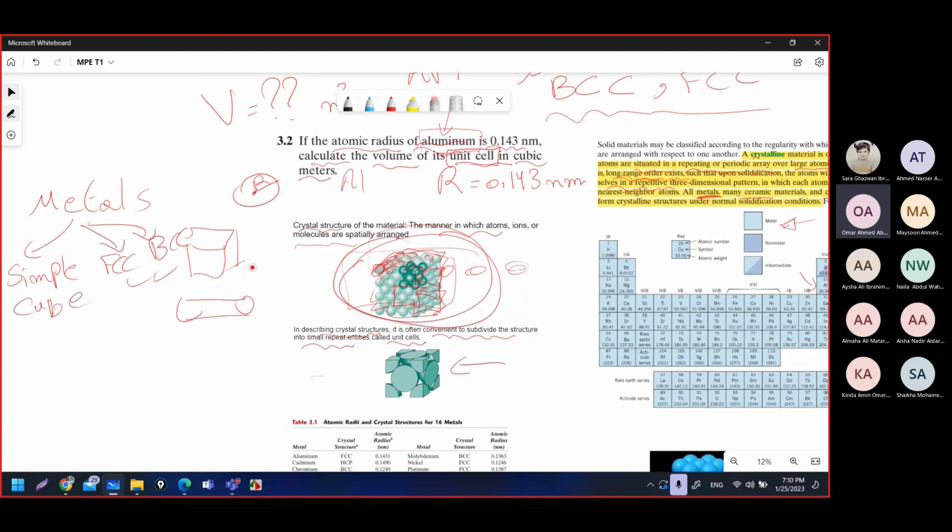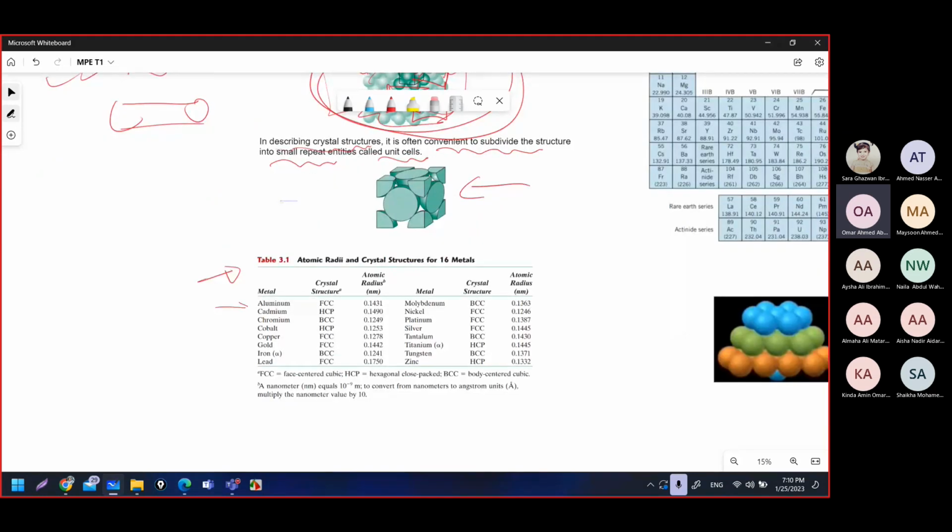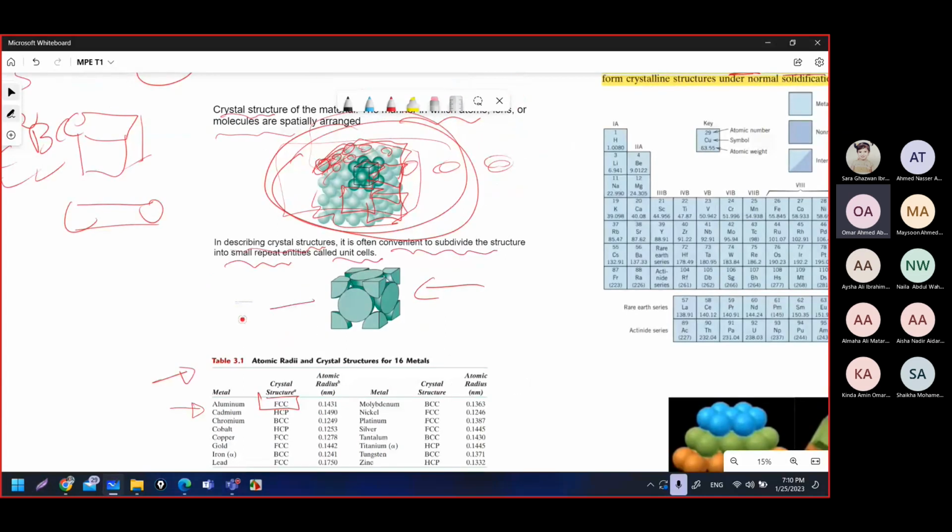We have here aluminum. In the slides, under each type of crystal structure, you have different elements as examples for this crystal structure. Also, we have table 3.1. We can see that aluminum has the crystal structure FCC. Based on this, we will assume that is the unit cell.